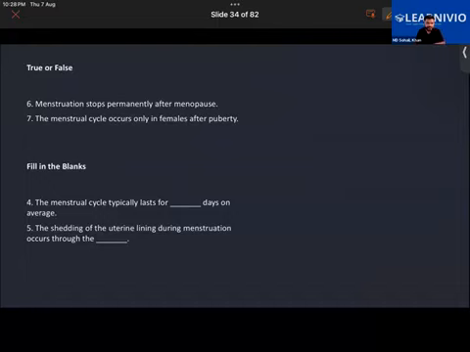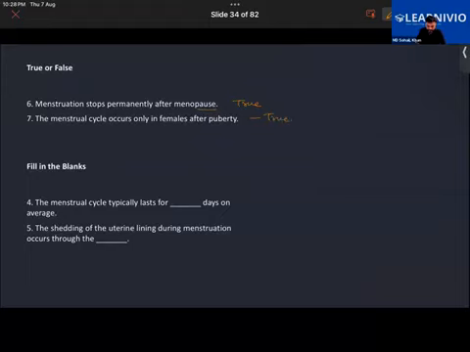The question here is: menstruation stops permanently after menopause. Is that true or false? True. That is obviously true. Pause means stopping. The menstrual cycle occurs only in females after puberty. True. What about the others? That is true indeed.